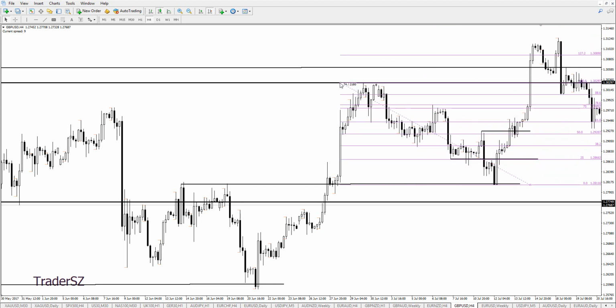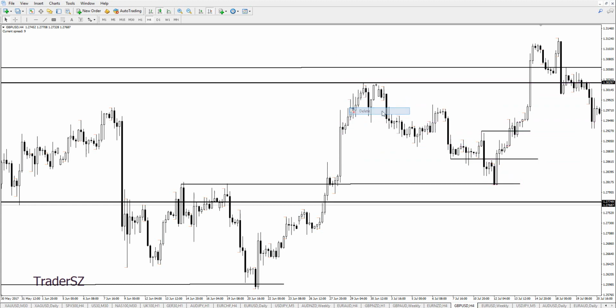So, from that swing high to that swing low, we got a 127.2 extension, and that's showing resistance, so that would have been a good area to take some off. But I'll do another video on just fib extension and profit taking. This is just on swing trades. Okay, that's that done now.